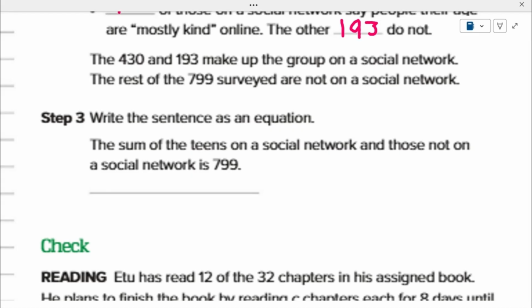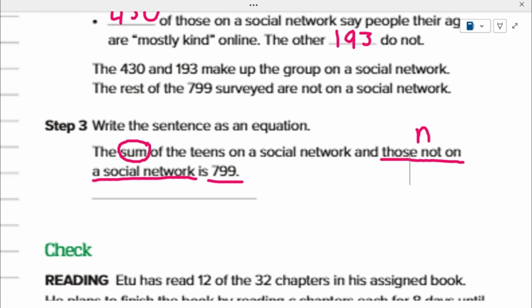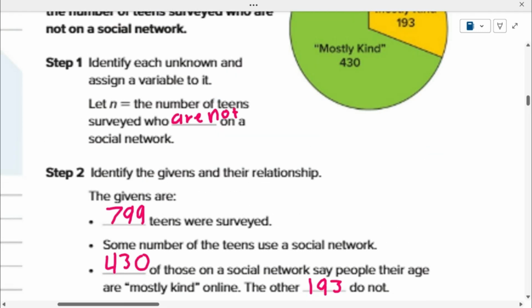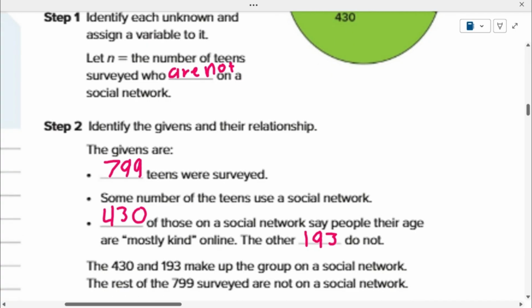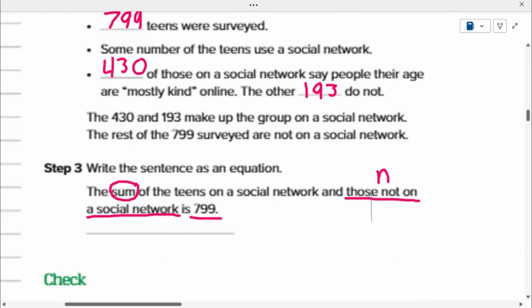Let's use my method like before. We're going to circle any of the operation words. So, sum, and let's see, we have a number, 799. We know those not on a social network. So this whole part right here is represented by the letter N. That's what they told us back here. Let N equal the number of teens surveyed who are not on a social network.